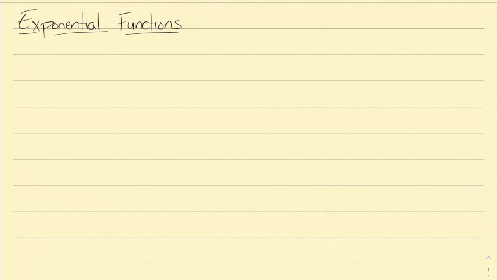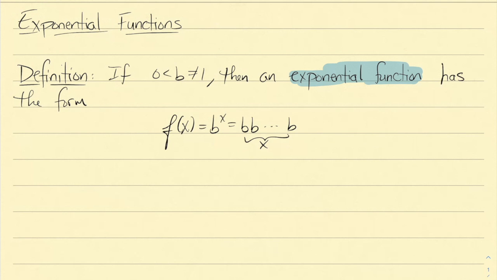In this video, we're going to talk about exponential functions. An exponential function is defined to be a base, b, which is just a number larger than 0 but not equal to 1, raised to an exponent that varies, x. This means if you plug a positive integer in, you get x copies of b multiplied together. So for example, b cubed is b times b times b.